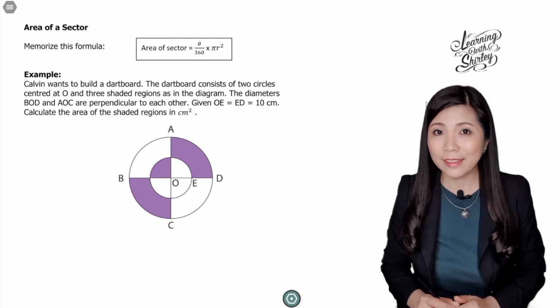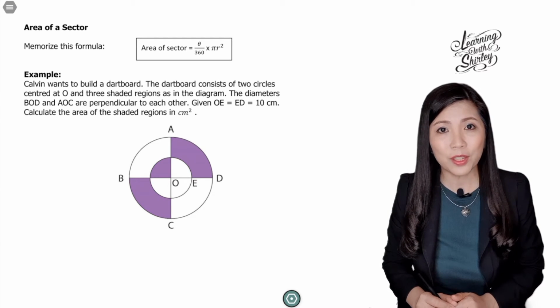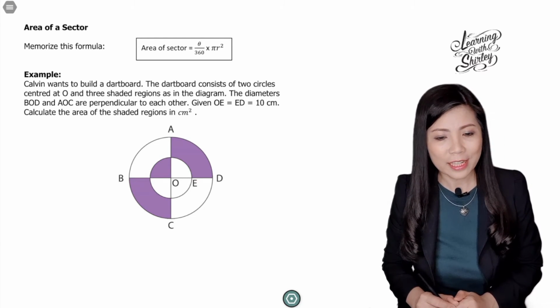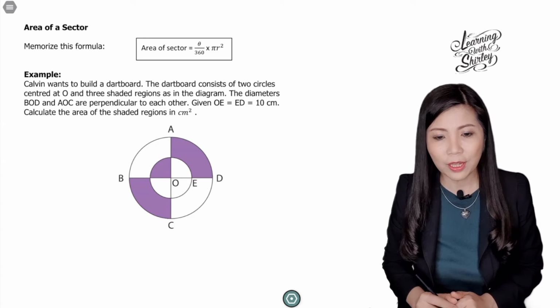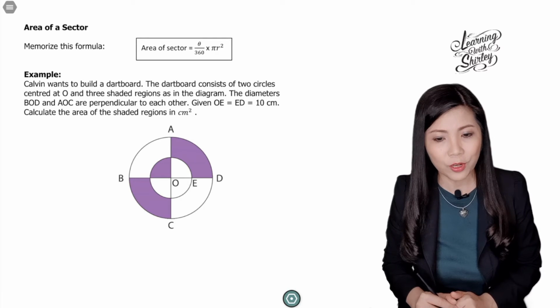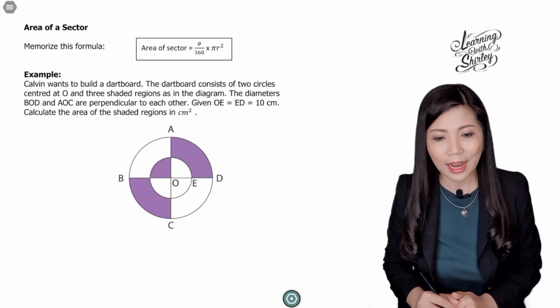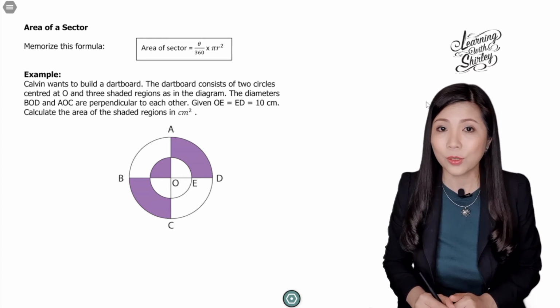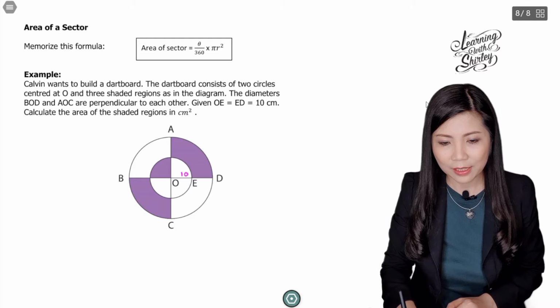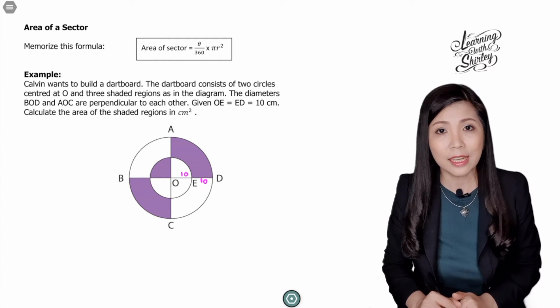To find the area of a sector, we have to memorize this formula. So theta over 360 times pi r squared. Let's look at this example. So Kevin wants to build a dartboard. The dartboard consists of 2 circles centered at O and 3 shaded regions as in the diagram. The diameters BOD and AOC are perpendicular to each other. Given OE equals ED equals 10 cm. So which means that this is 10, this is 10. Okay? Calculate the area of the shaded regions in cm squared.